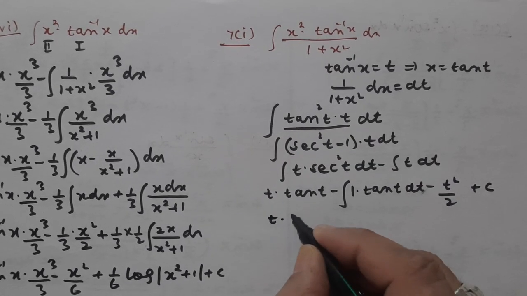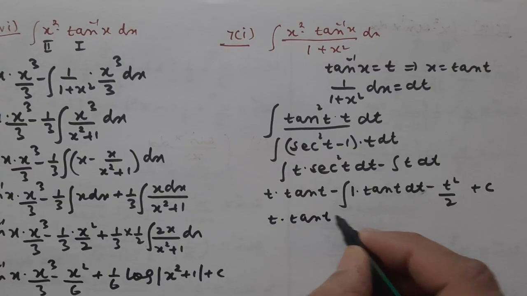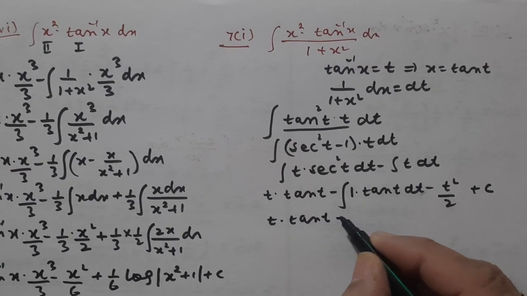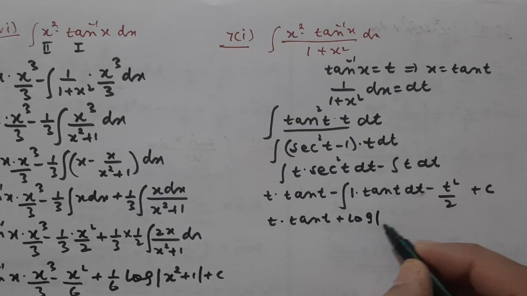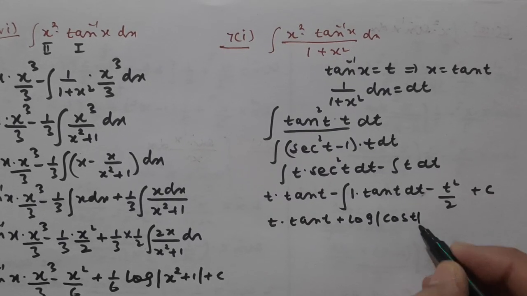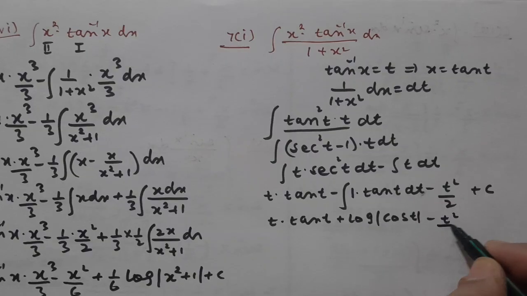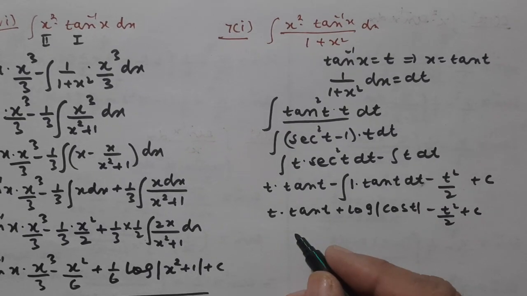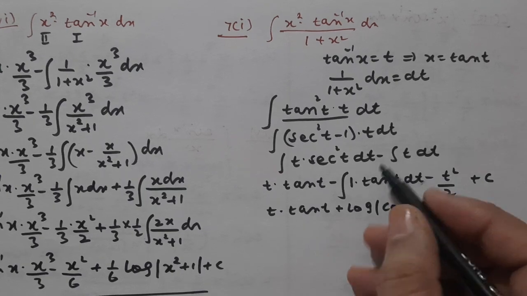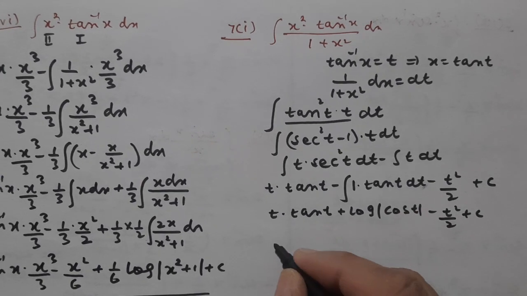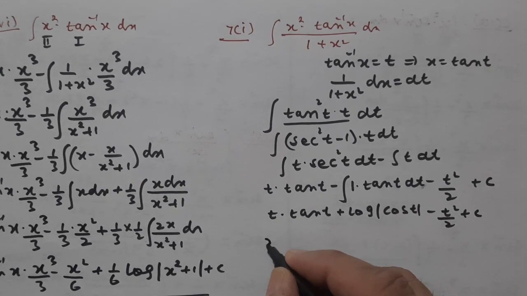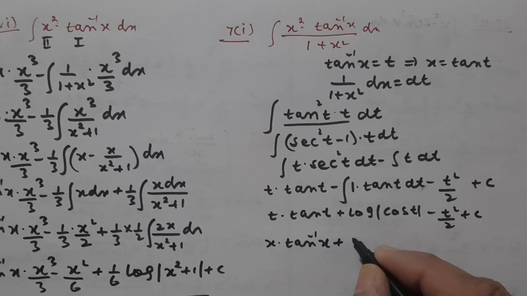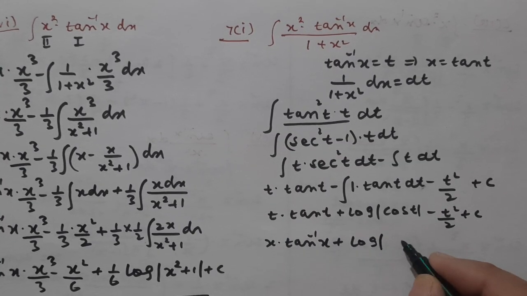So t into tangent t. Now the integral of tangent t is minus log cos t. So here it becomes log cos t minus t square upon 2 plus c. So what we get, tangent t is x and t is tangent inverse x. So what we get, x into tangent inverse x, like this, plus log cos t.